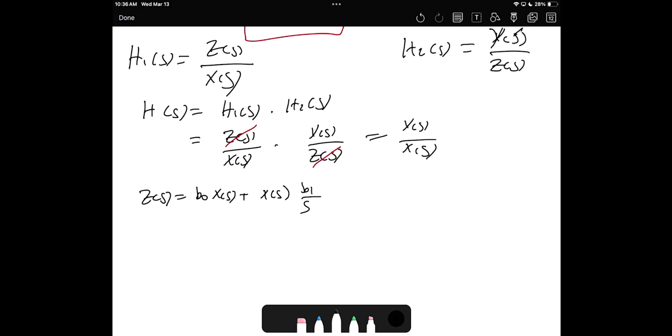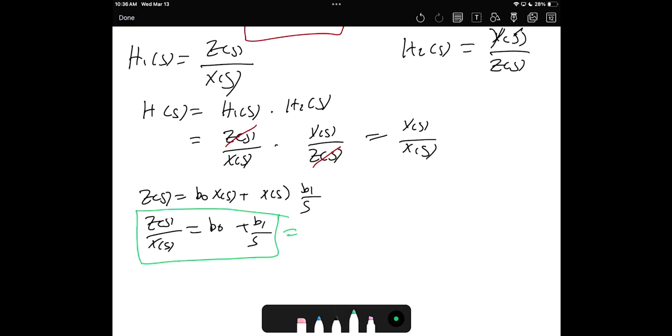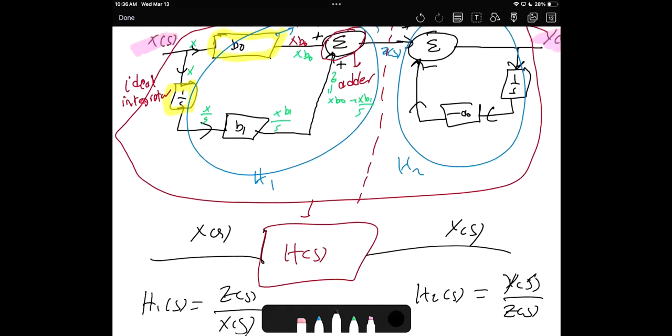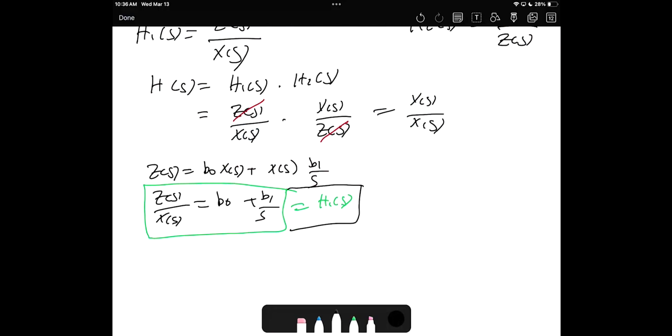Then I need to isolate output over input, so I can take x of s as a factor. Then we will say z of s over x of s equals b0 plus b1 over s. That's the first one done, which is h1. There is no feedback on it, so that makes it much easier. So I just wrote it in terms of s values. Now the first one is done. Is this clear? Let's do the next one.